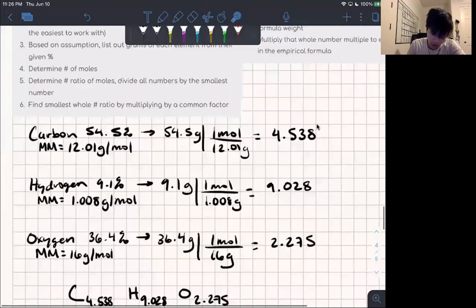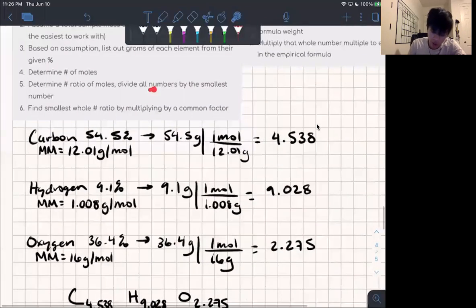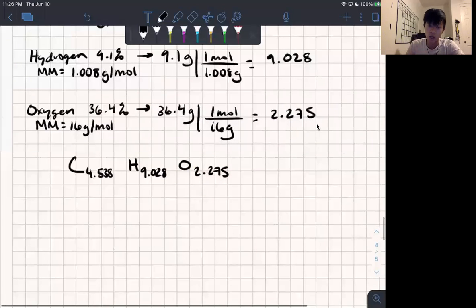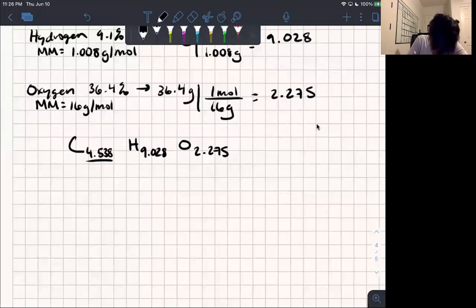Then it wants us to divide all the numbers by the smallest number. So of these three numbers, we see that 2.275 is the smallest number. So we're going to divide every one of these numbers by that. So divided by 2.275, divided by 2.275.